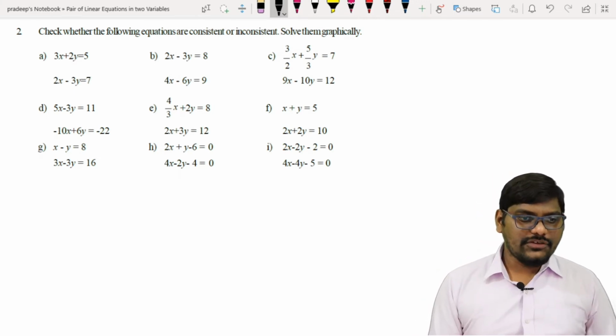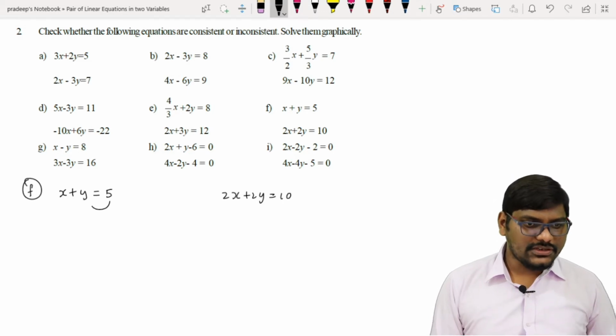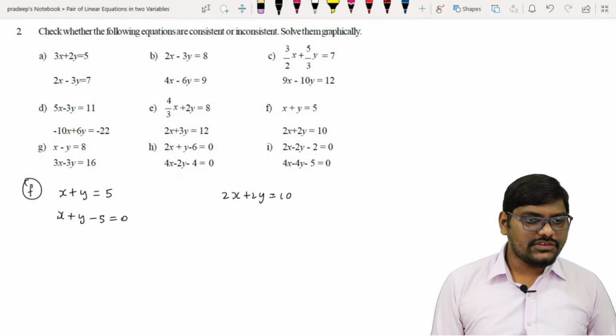So let's see question F. The first equation is x plus y equal to 5. The second equation is 2x plus 2y equal to 10. If I bring this 5 to this side, I'll be getting x plus y minus 5 equal to 0. Now this equation I'll equate with the general equation, that is ax plus by plus c equal to 0.